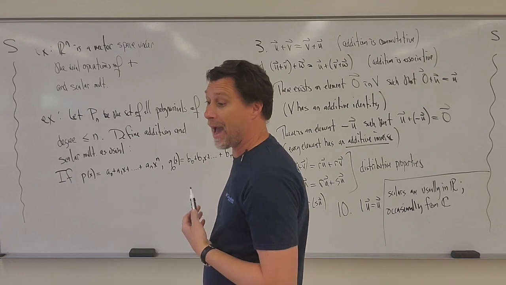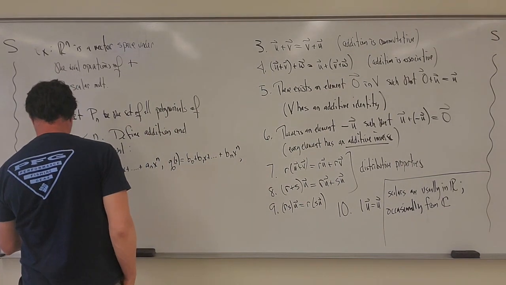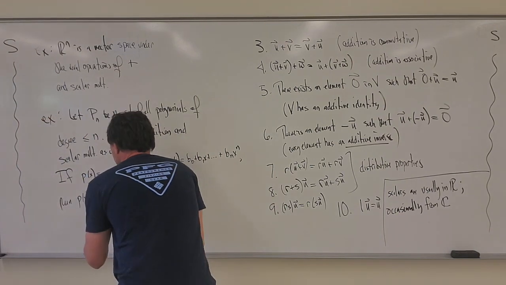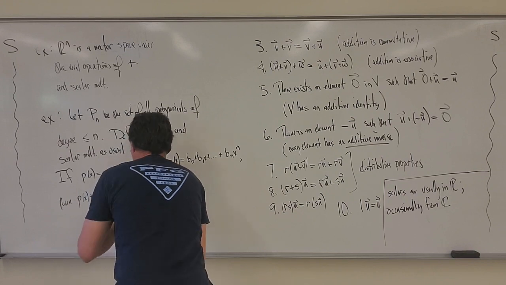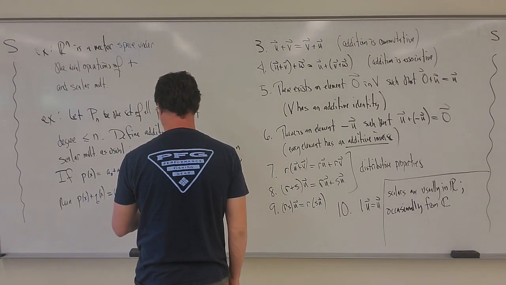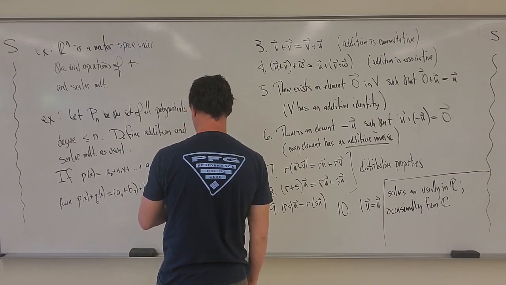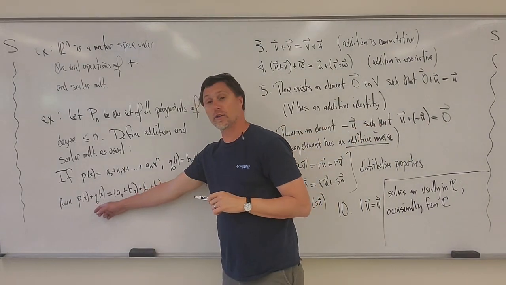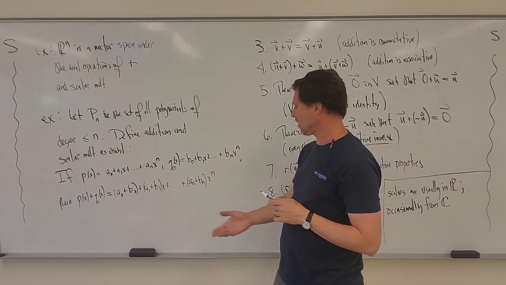So I just want to remind you, how do you add polynomials and how do you multiply polynomials by a scalar? So then p of x plus q of x is equal to (a0 plus b0) plus (a1 plus b1) times x plus dot dot dot plus (an plus bn) times x raised to the n. So here's our definition of vector addition. When you add two polynomials, the polynomials are serving as vectors. Right, here's the usual formula.